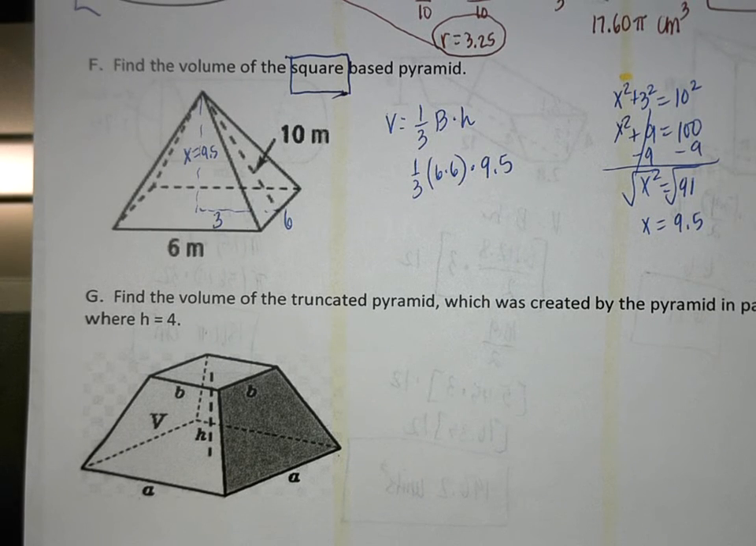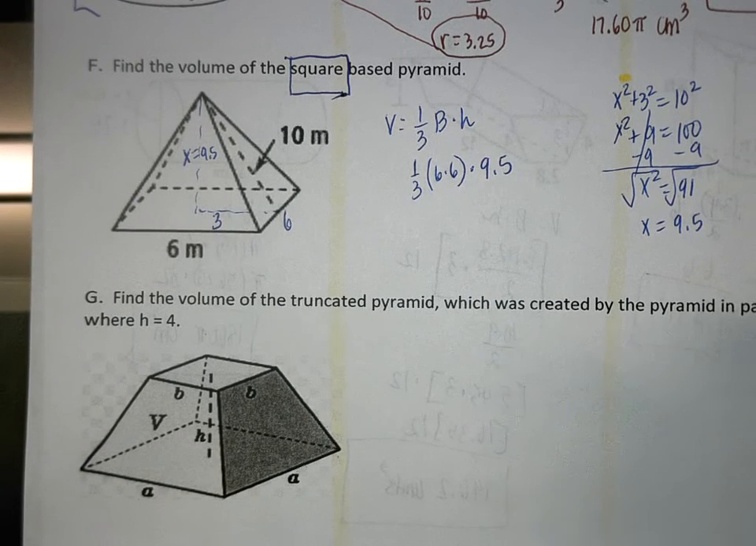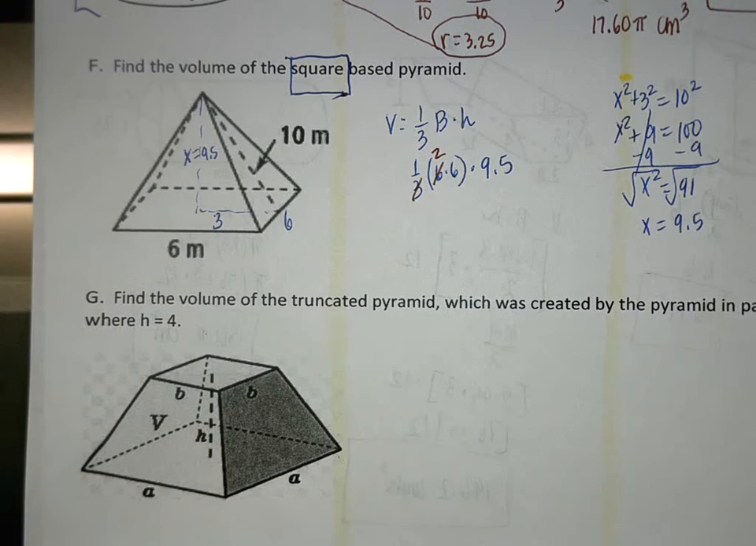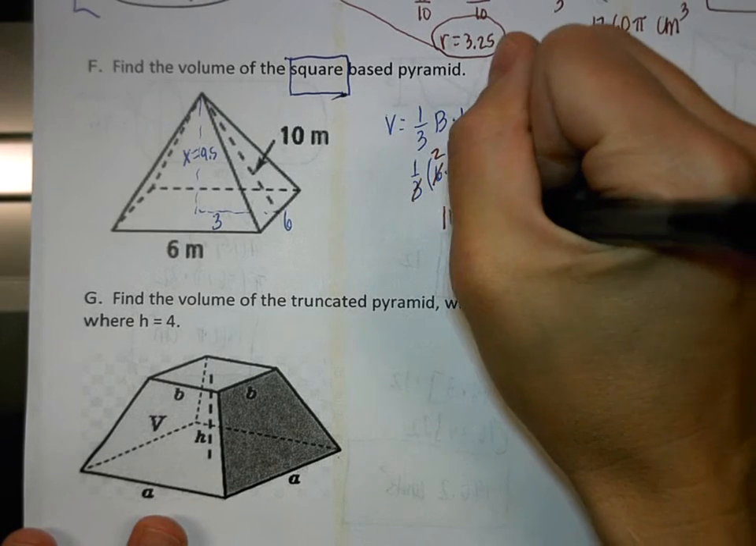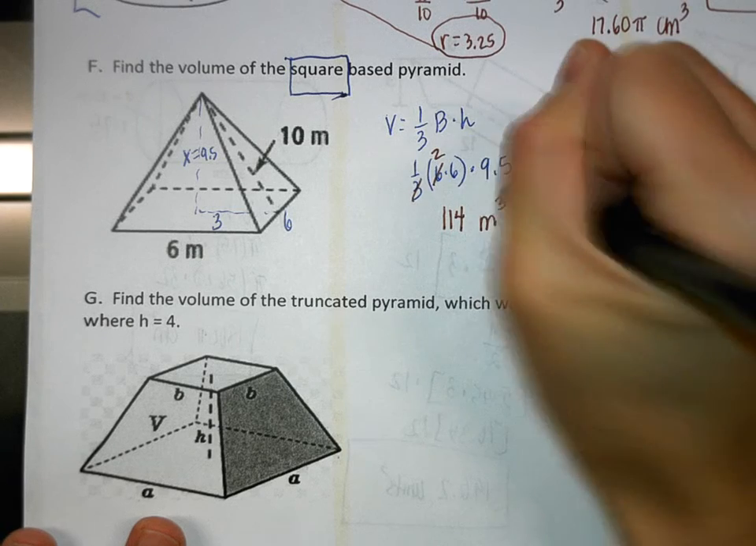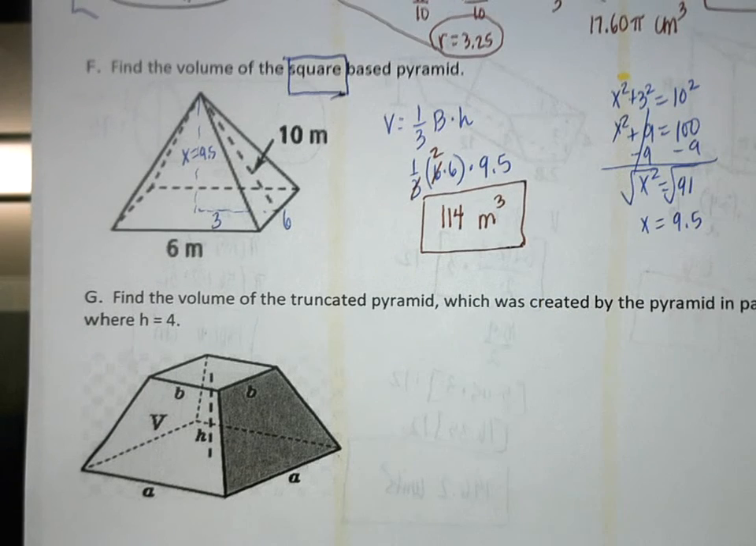Do we have any questions on any of that so far? We're good? It's up to you how you do this here. On this one, I noticed that 3 will divide evenly into 6. So I sometimes like to reduce it just so that I have less work to type in. And so I know that 3 goes into 6 2 times. And so now I'm just going to take 2 times 6 times 9.5. And we get what? 114 meters cubed. Okay, so there is my volume of my original pyramid.